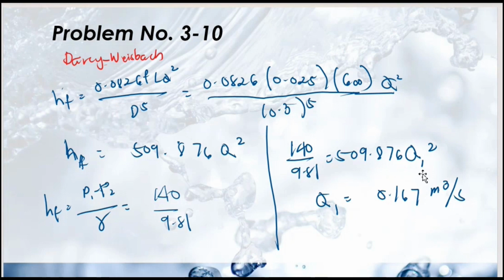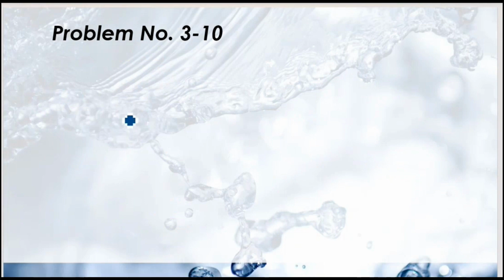So first we have the 0.167 cubic meter per second for Q sub 1. Now we have another one, from the second length of the pipe. So let's rewrite the value of H sub F here. This is 509.876. This time, this is Q sub 2 squared.